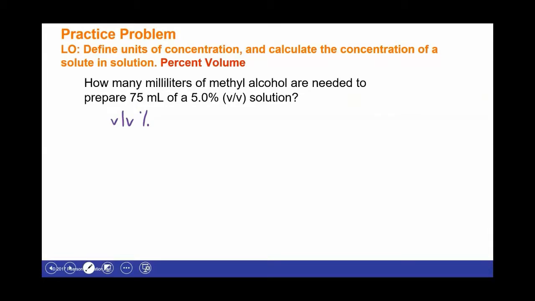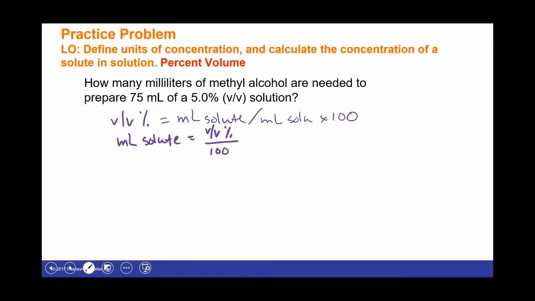How many milliliters of methyl alcohol are needed to prepare 75 milliliters of a 5.0% solution? This is the same thing once again. When we were looking at the problem with the gold, we need to find out how much is off on that nice dress or pair of pants that we want to buy. So our percent volume is, remember, milliliters of solute divided by milliliters of solution times 100. So the milliliters of solute, when we rearrange, is going to be the percent volume divided by 100 times the total volume of the solution.